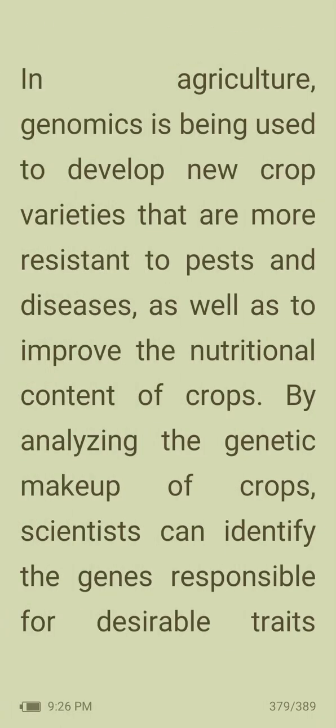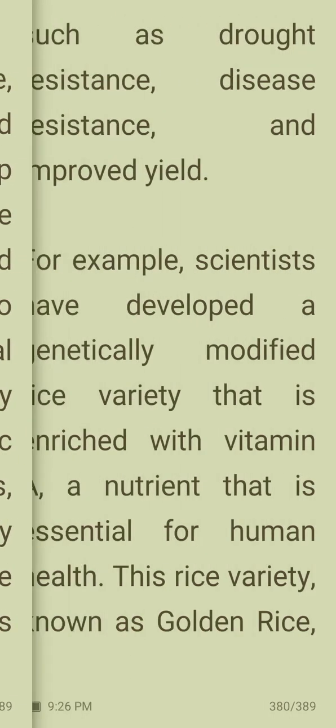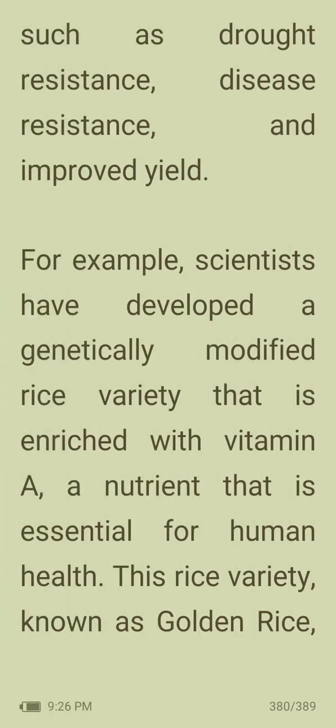In agriculture, genomics is being used to develop new crop varieties that are more resistant to pests and diseases, as well as to improve the nutritional content of the crops. By analyzing the genetic makeup of crops, scientists can identify the genes responsible for desirable traits such as drought resistance, disease resistance, improved yield, etc.